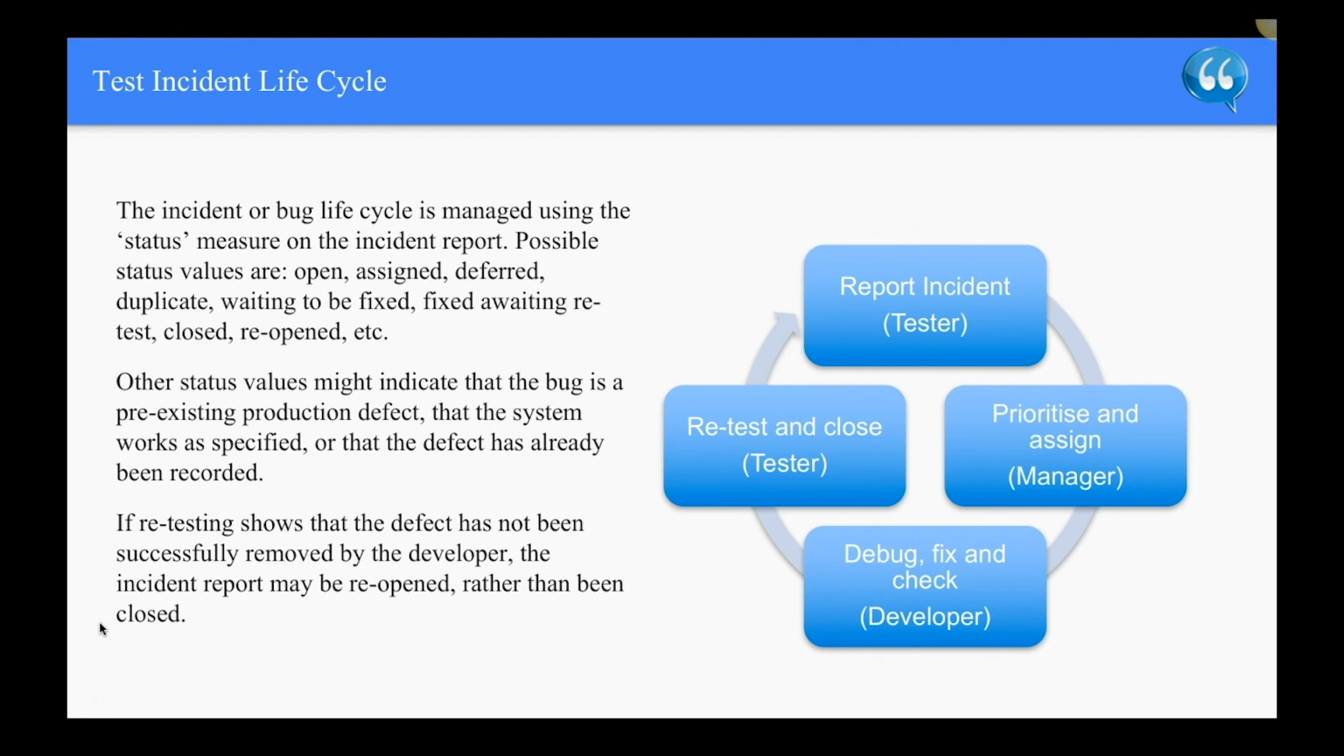If retesting shows that the defect has not been successfully removed by the developer, the incident report may be reopened rather than being closed. So here's a typical cycle. Report the incident, then the test manager, or the manager looking after the testers, prioritizes and assigns it, then debug, fix, and check by the developer. And then once it's fixed, the developer assigns it to the tester again, so the actual tester who opened the incident or the bug can retest and close.